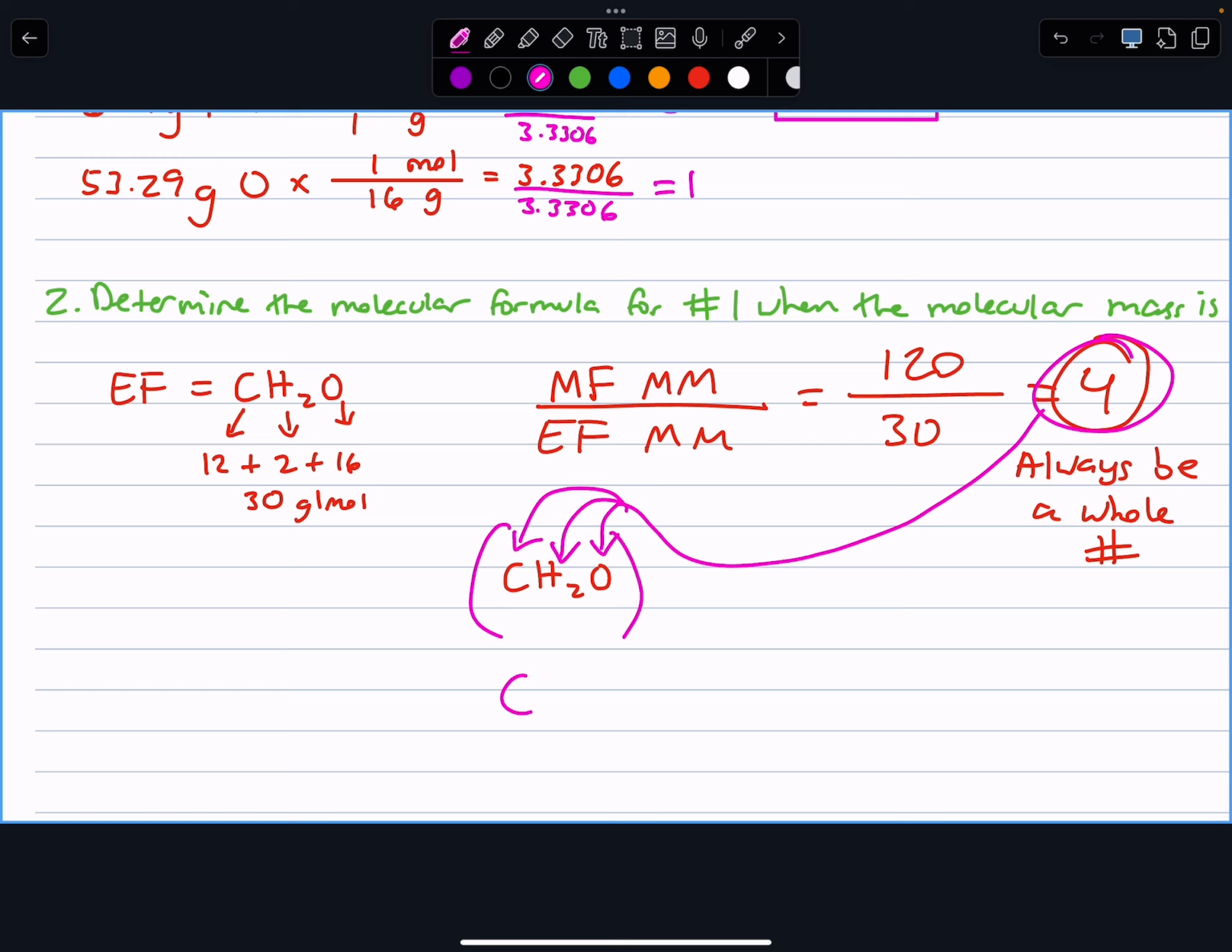How many carbons do I have now? How many hydrogens do I have now? How many oxygens do I have now? There's my final answer. I'm done. Does that make sense what I just did? This is the molecular formula.